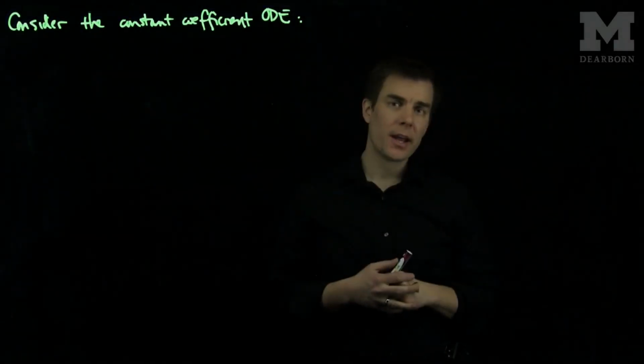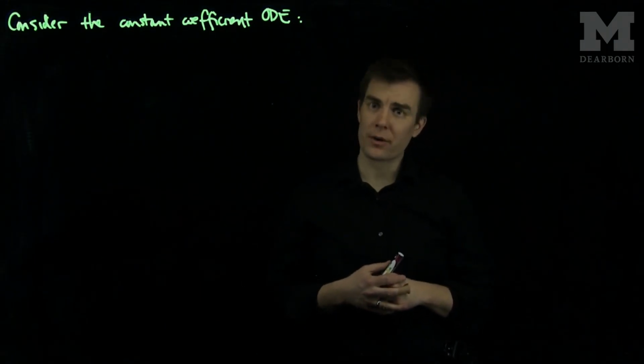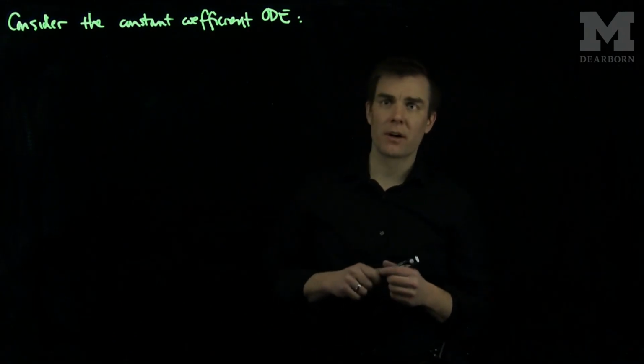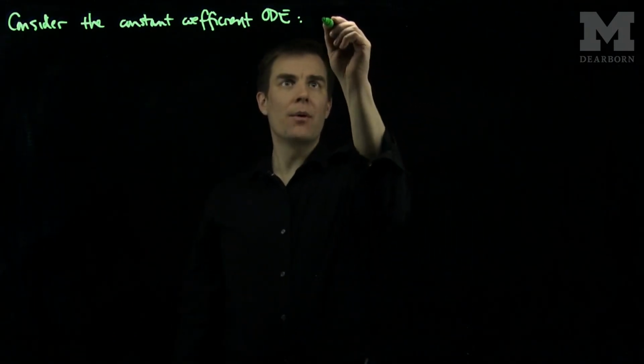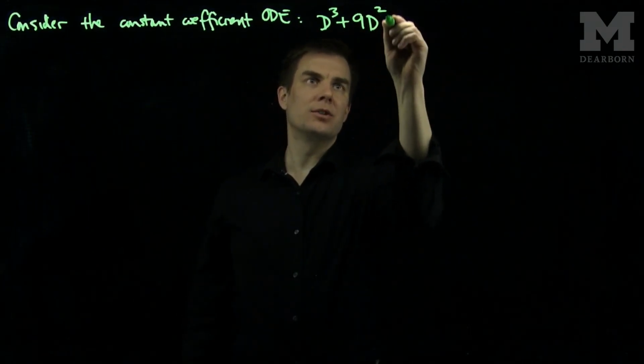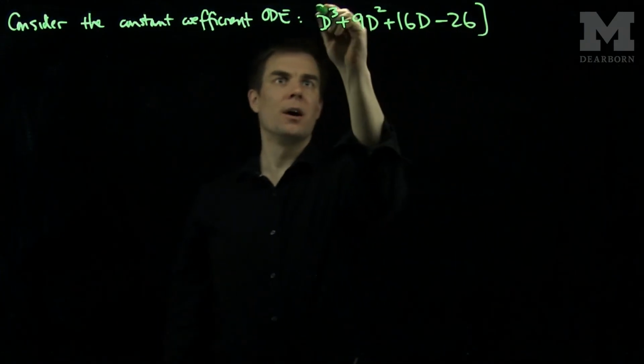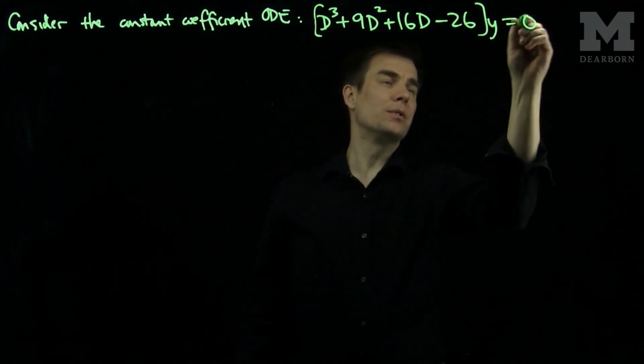Hello students. In this video we'll see how to solve a constant coefficient ODE where there's an irreducible quadratic factor. So let's consider the following constant coefficient ODE. I'll write it in D form. D cubed plus 9D squared plus 16D minus 26 applied to y is equal to 0.